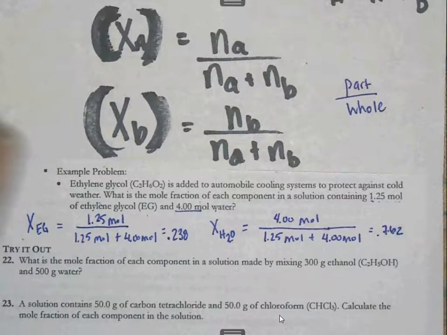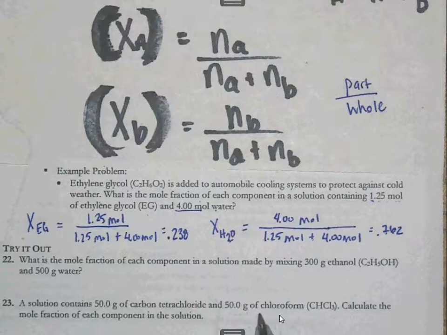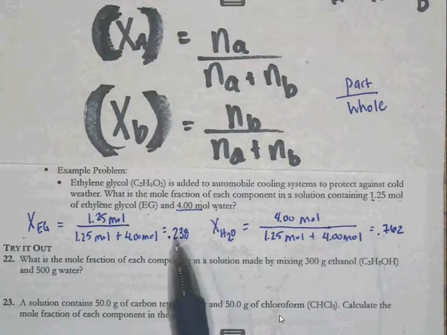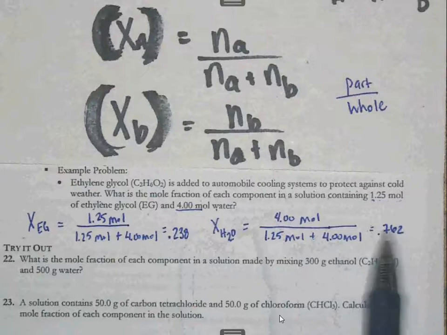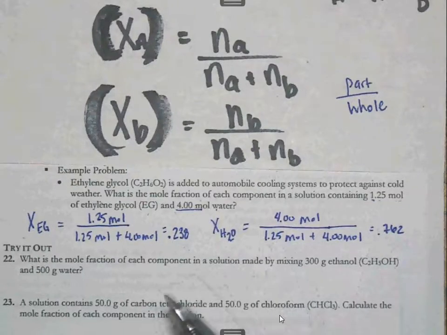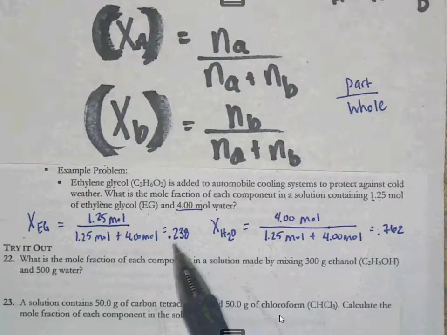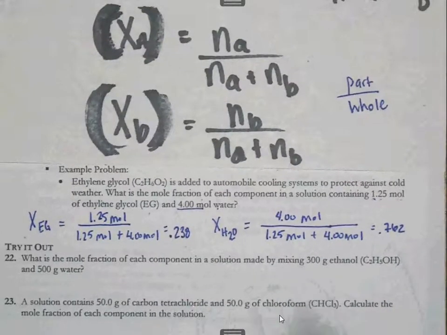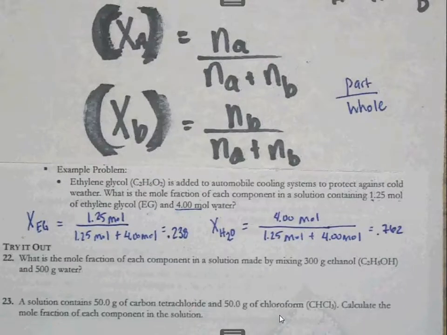Now, if you're a good thinking person here and have a good deal of common sense, you might figure out already that the two of those as fractions, if it's parts over whole, should add up to equal the whole, which would be 1. And if you think about it, 0.238 and 0.762, that seems to check out. They would add up to equal 1. So that tells me I probably did it right. We're going to try another one.